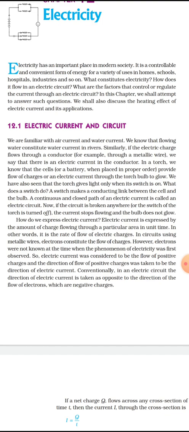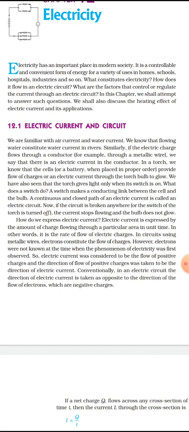At that time no electrons were known. Positive charge was taken as the direction of electric current. So conventionally, in an electric circuit, the direction of electric current is taken as opposite to the direction of flow of electrons.